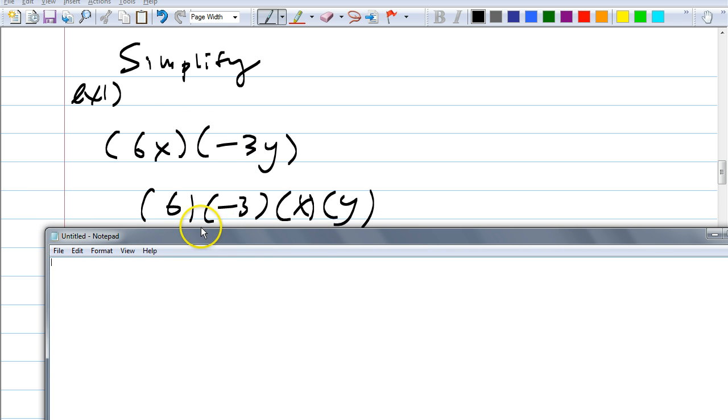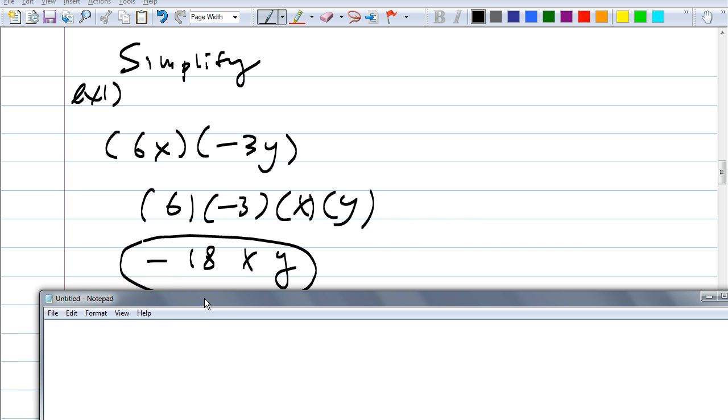Okay, I'm going to separate them like this. Is that okay? And then gather the numbers together using the commutative property of multiplication, right? Change the order in which I multiply. And of course, what is 6 times negative 3, class? Negative 18. Good. And what's x times y? xy. Okay, so there you go. Easy enough. Okay. So, very simple.